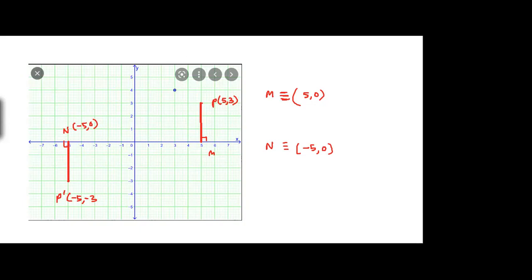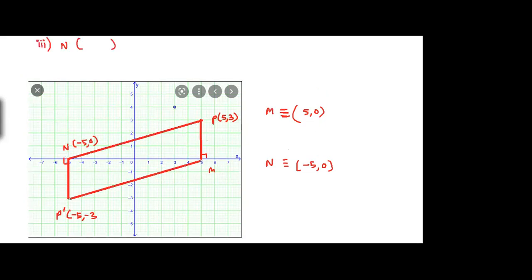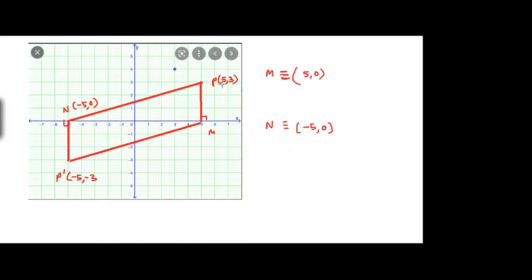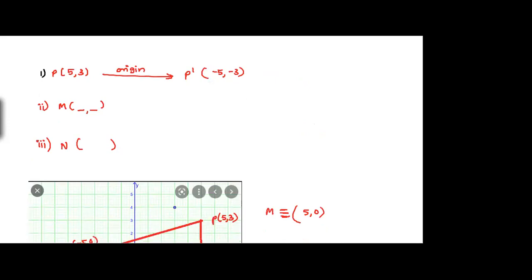And now if you just join these 2 points, what is the name of this figure? See, the opposite sides are parallel and they are equal actually. This is also 3 and this is also 3, isn't it? So when one pair of opposite sides is equal and parallel, the quadrilateral PMP dash N is a parallelogram. So what is the name of the quadrilateral? Parallelogram. I hope you understood this.